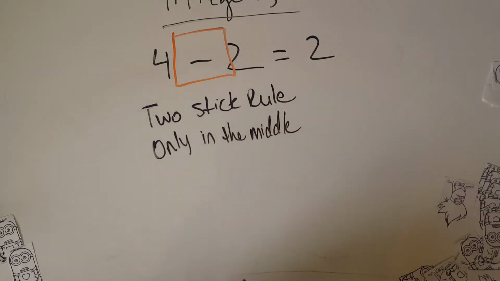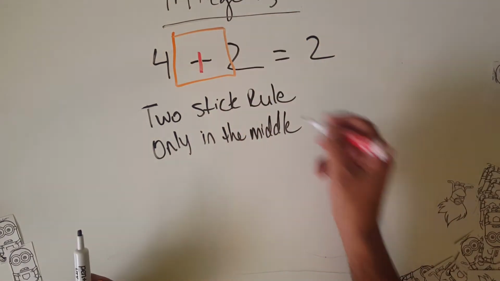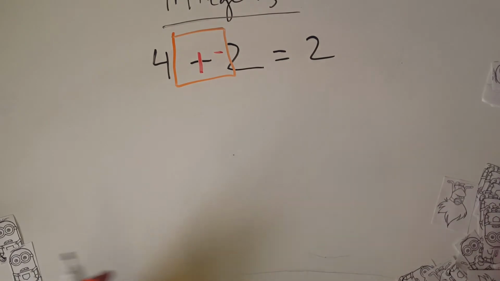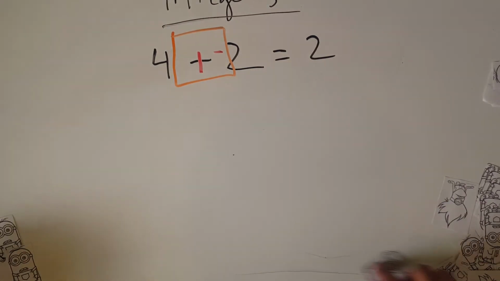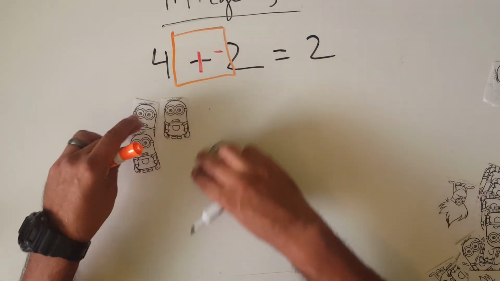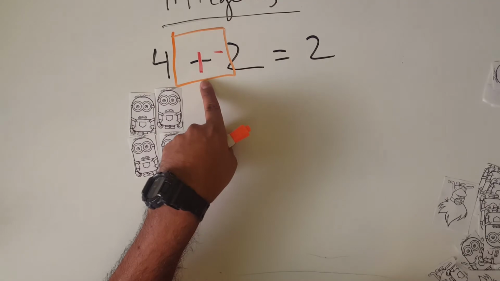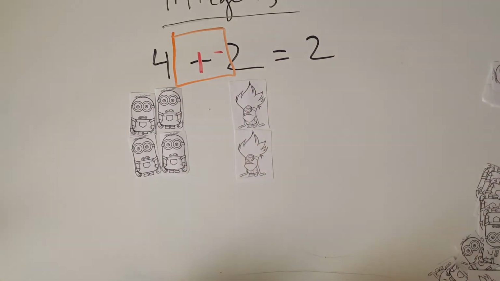So here's the 2-stick rule in action. Ready? So what you do is you put 1 stick there, and you put 1 stick there. Okay, and that's it. 2-stick rule happens in the middle. Okay, so now let's replay it with the minions now. All right, so the first one we got is a 4 positive. So 1, 2, 3, and 4 minions, yellow happy minions. And this time we're gonna add 2 negative minions.